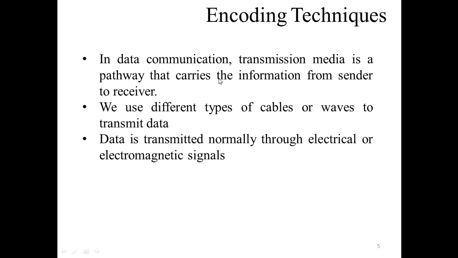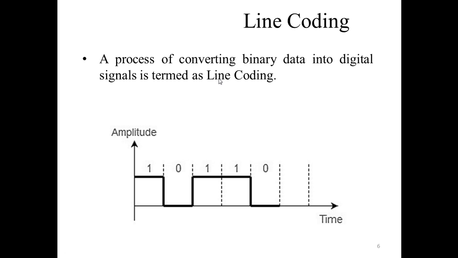You already know that we use different types of cables or waves to transmit data, but this data is transmitted normally through electrical or electromagnetic signals. So line coding is a technique or a process that converts your binary data into a digital signal, and this is known as the line coding technique.